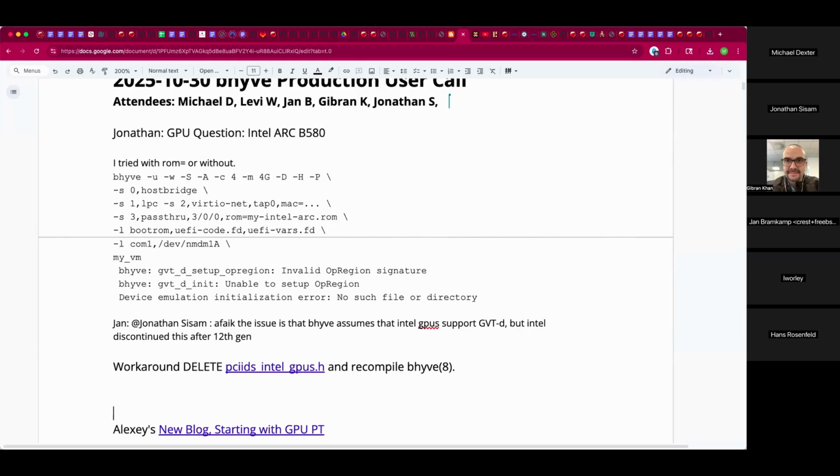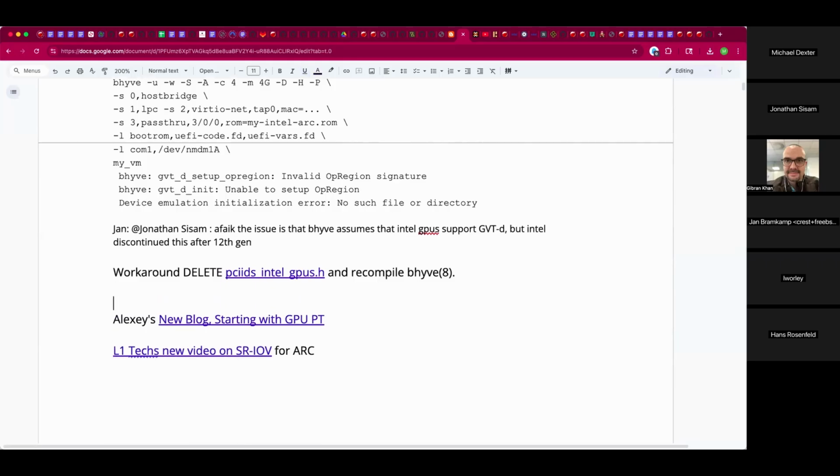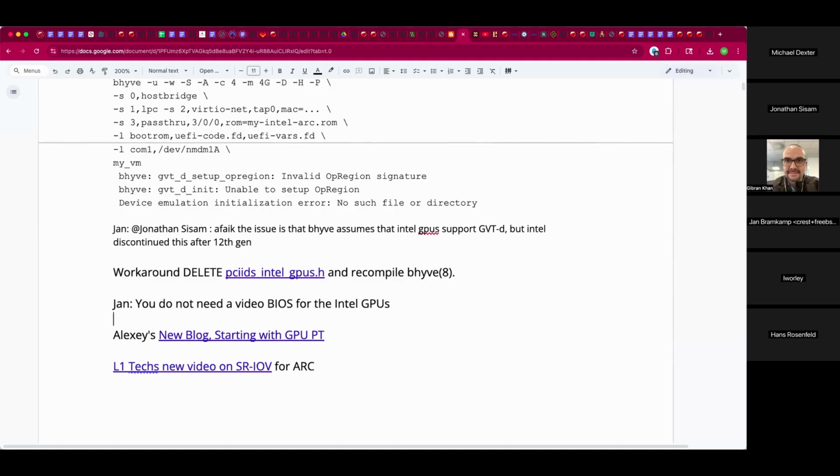As far as I know, you do not need a GPU BIOS for the Intel Arc card. Correct, no need to extract any vBIOS and then expose it as a boot ROM. Excellent, that makes it easier. A plus for the integrated ones, go ahead, Jonathan.